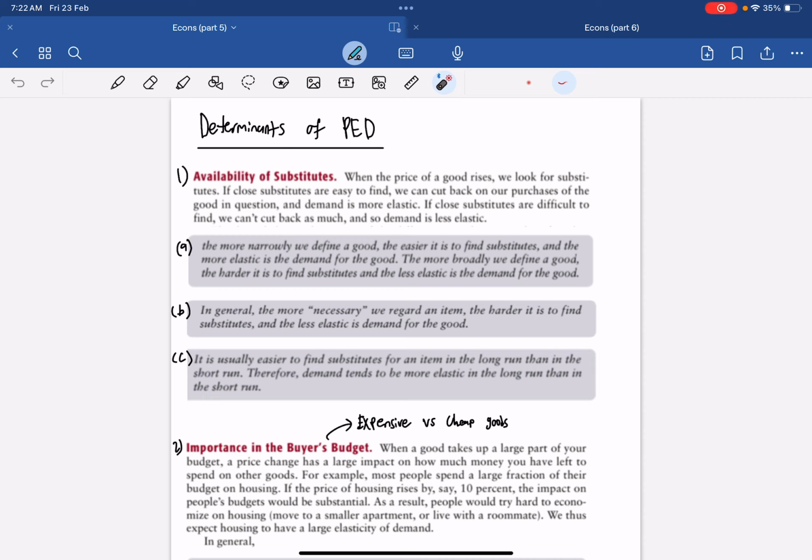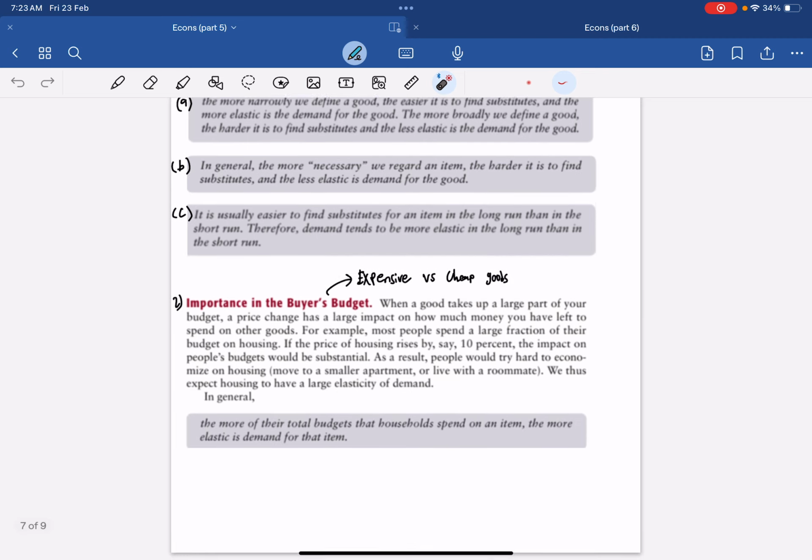And different ways to increase the availability of substitutes depend on how easy it is to find substitutes. If our product is very unique, then it's very hard to find substitutes. Another factor is how necessary it is. The more necessary it is, the harder it is to find substitutes, because people will need your good. And in the short term, our demand is always more inelastic, because in the long run, more and more competitors will come into the market.